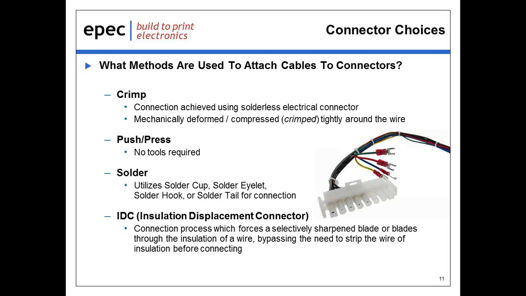Another type of connector is a push-press type of connector. This type of connection requires no tools and occurs when a conductor that's been stripped of the insulation to a set length is slid inside of a connector that has contacts that grip the wire and lock it in place. This type of connection is quick to complete, but over time the wire may work its way out of the contact, especially if there's any motion on the cable down the road or in the life of the assembly.